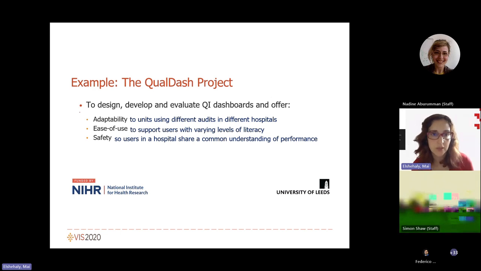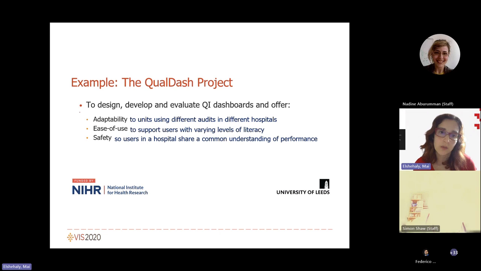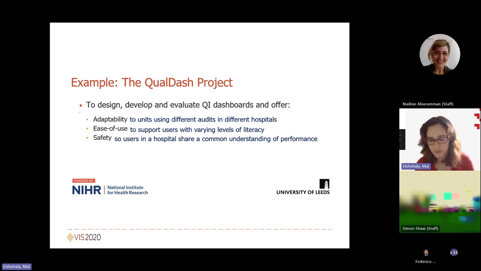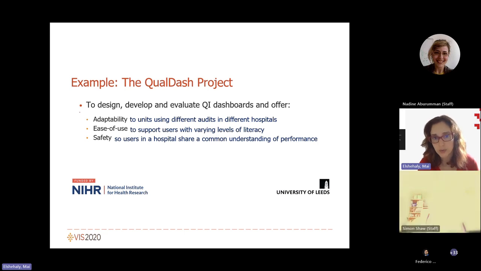I like to use a project that I worked on between 2018 and 2021, which is called the Qual-Dash project. It was funded by the NIHR, and I was based at the University of Leeds at the time. The aim of that project was to design, develop, and evaluate a set of dashboards that could be used in different NHS hospitals for a specific purpose, which is quality improvement. So this was audit data that was capturing different processes happening in different units in different hospitals. And the purpose of the dashboards was to present this data back to the people working within a unit in order to give them some sense of how to improve their services, basically.